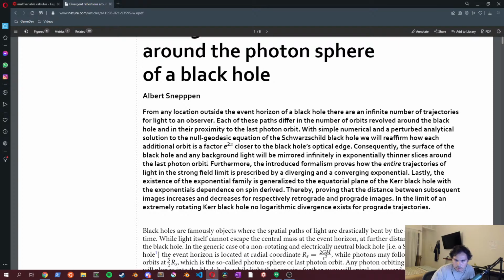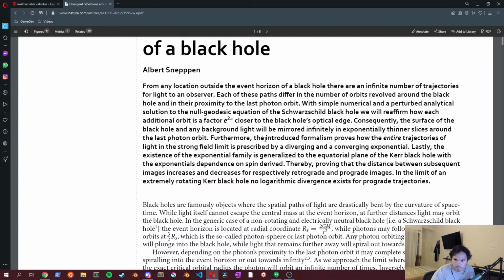Okay, hopefully we'll get a better idea of what this really means. I'm not sure what they mean by mirrored here. But okay. Furthermore, the introduced formalism proves how the entire trajectories of light in the strong field limit is prescribed by diverging and converging exponential.